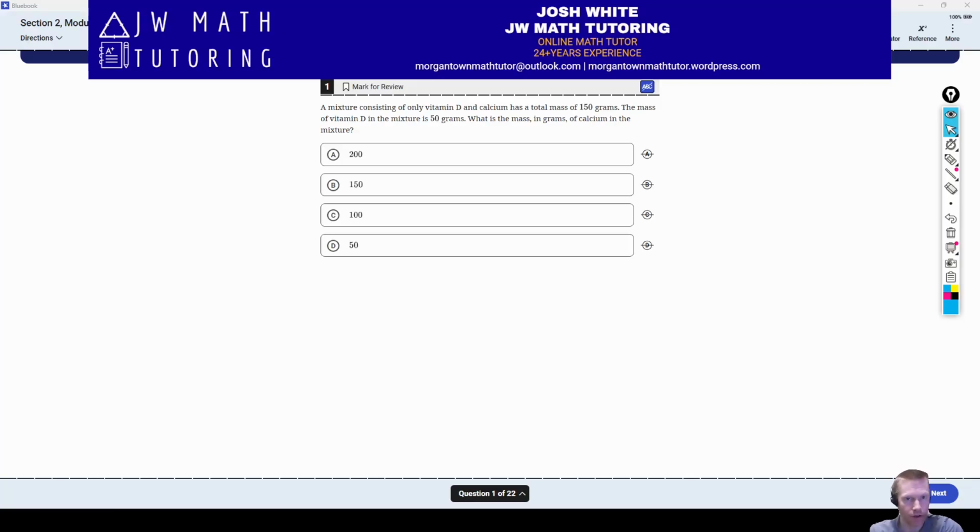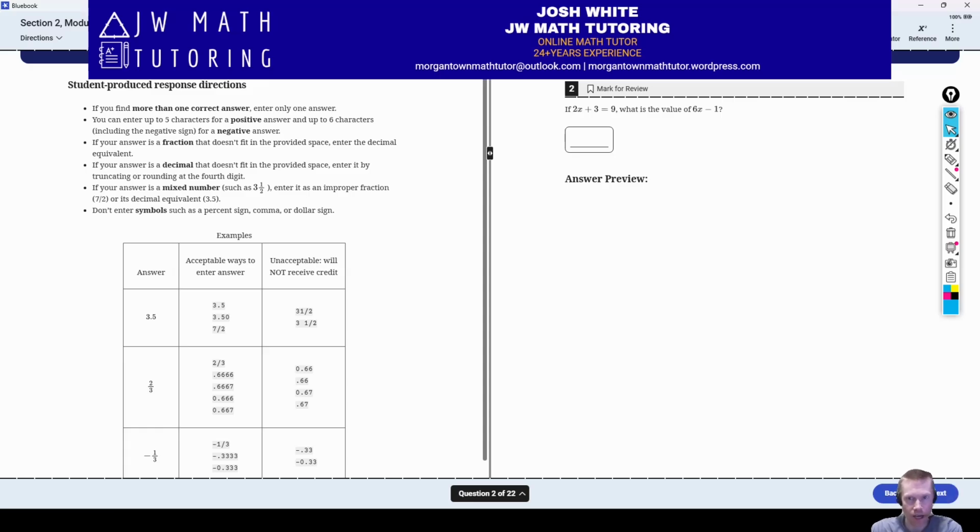So this is a very basic question that's just telling you have two different things here, vitamin D and calcium, that are adding up to 150 grams. One of them is 50. Okay, how much does the other one have to be? Well, it's just x plus 50 equals 150. The other one, specifically the calcium, has to have a mass of 100 grams. So correct answer is just letter C.